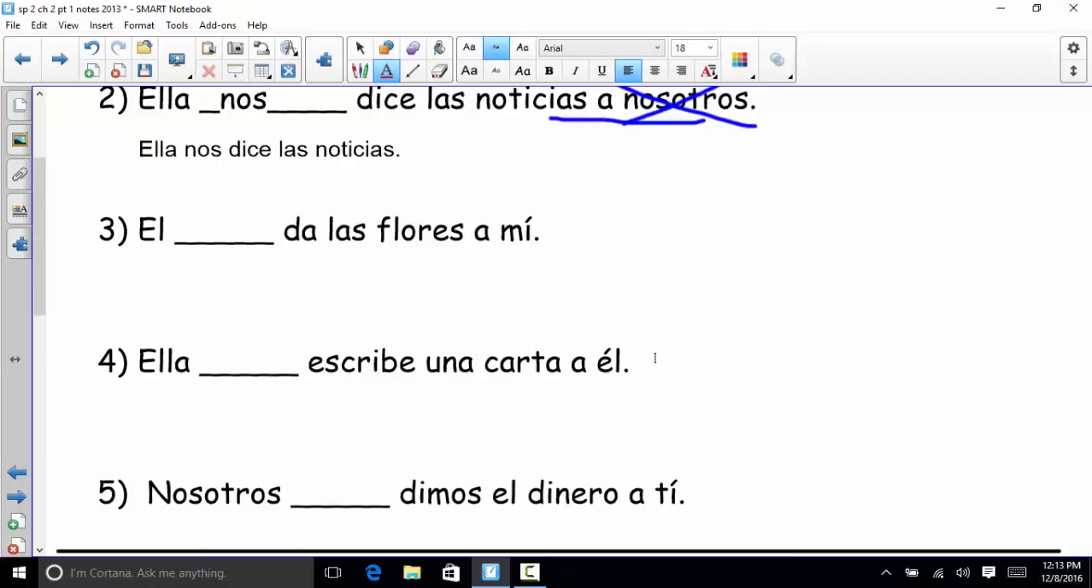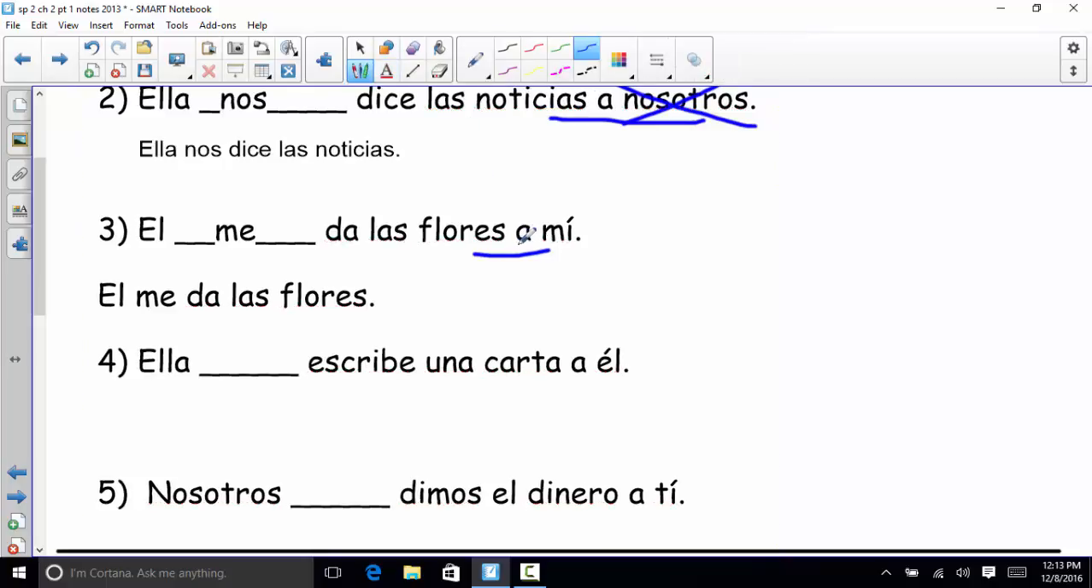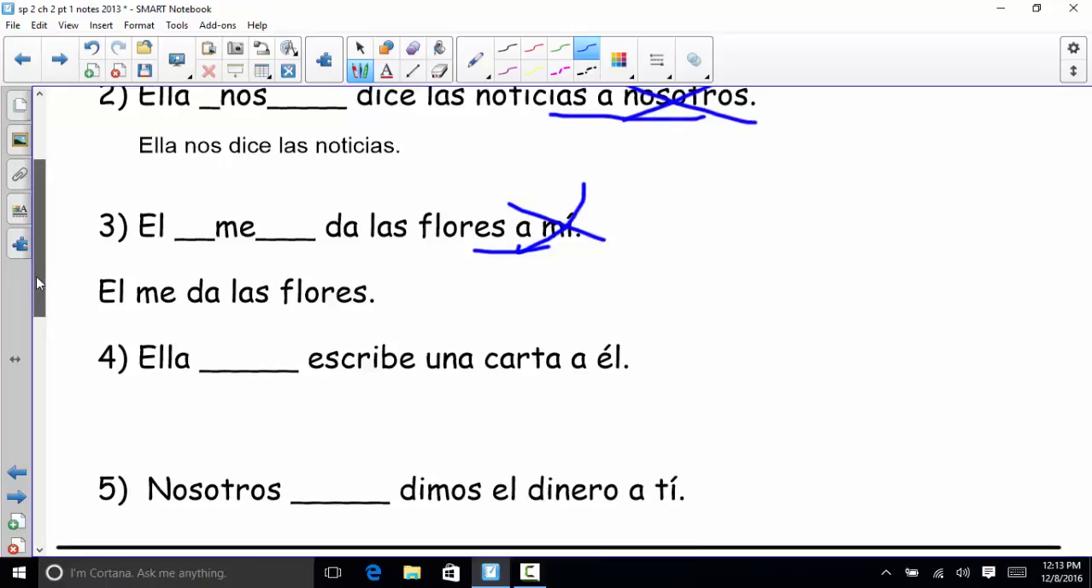All right, we'll do one more, and then I would like you to try 4 and 5. So number 3, I'm finding the a and what comes after it. Okay, I have to choose a pronoun that would match a mí. So that would be me. And to rewrite that sentence, I would say él me da las flores. So I've gotten rid of the a mí. Okay, I want you guys to try 4 and 5, please, and I'm going to check them next class.